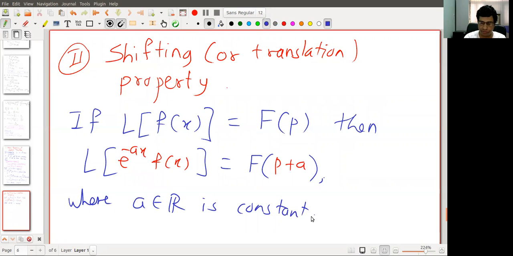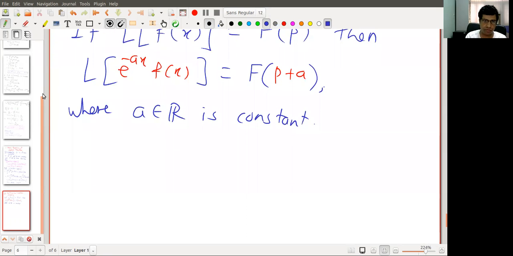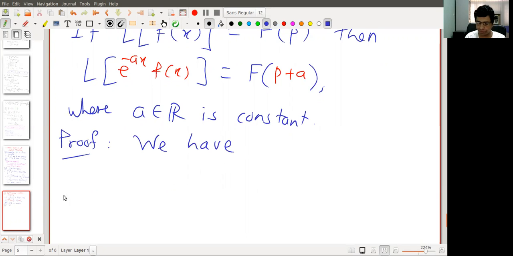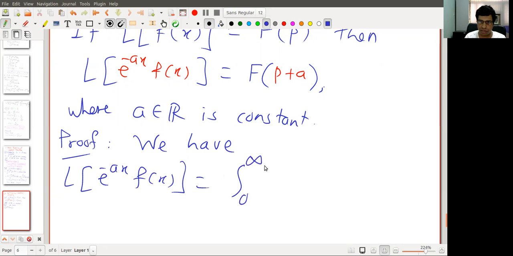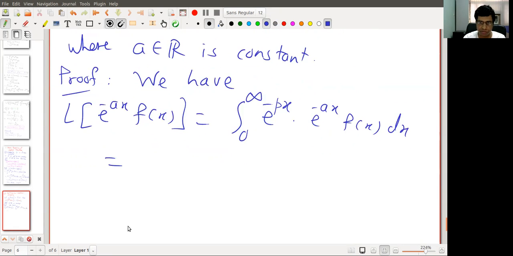Let us prove. We have L of e raised to minus ax into f of x equal to, by definition, integral 0 to infinity e raised to minus px into this function e raised to minus ax f of x dx, which can be written as integral e raised to minus (p plus a) x f of x dx.